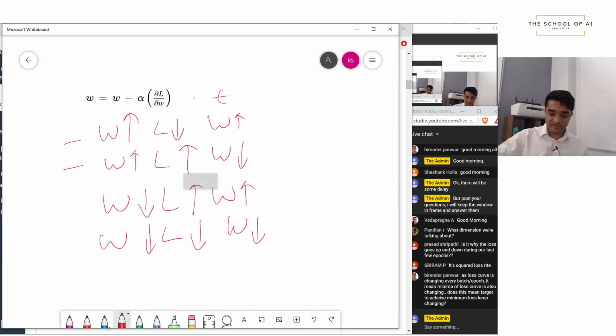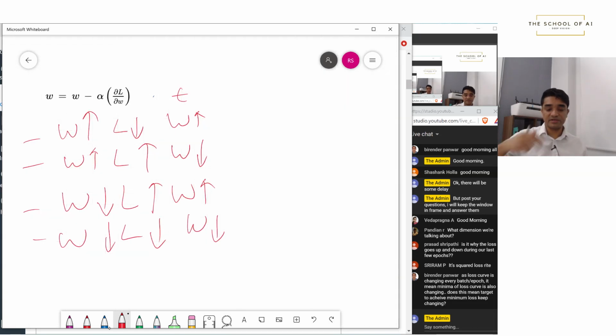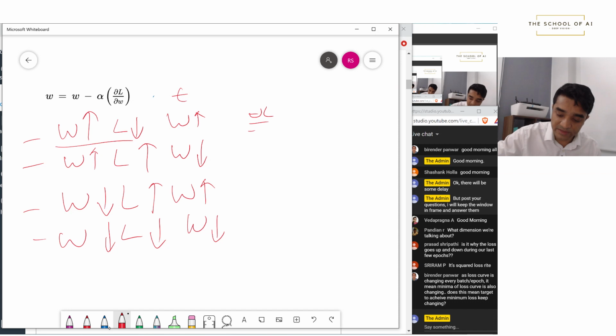So we want to capture these 4 different possible combinations. So how do we do that? Let's see how we do that. So now let's look at this. This is delta L by delta W. Partial derivative is very long to keep on saying, so let's say delta L by delta W. Now from this it is clear this is negative, right? Let's first look at this part only.